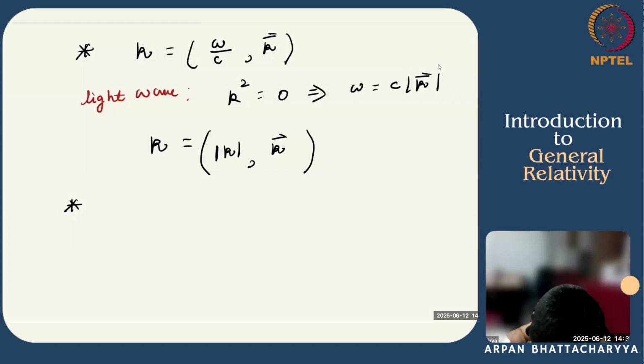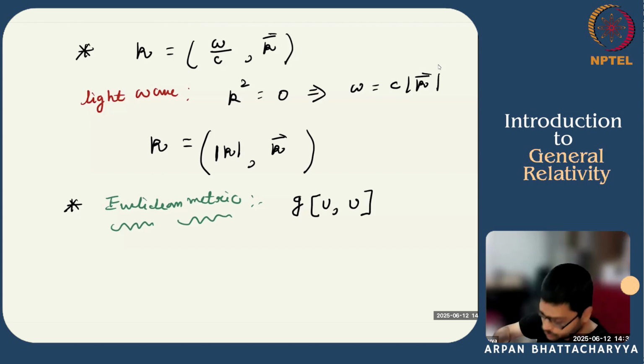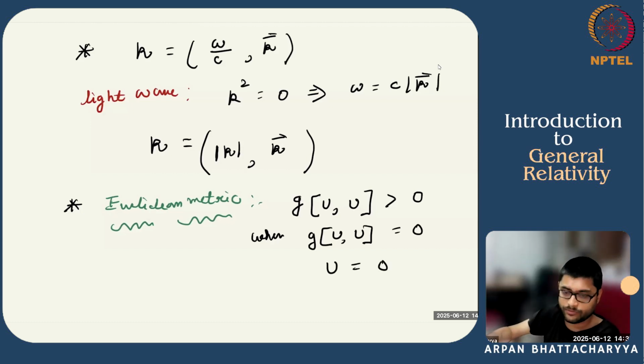So for a Euclidean kind of metric, where you have all plus signs, let's define the Euclidean metric by some g, and you take a vector u and calculate its norm. In general, it is greater than 0. When this is 0, it implies u has to be 0. It's an if and only if condition.